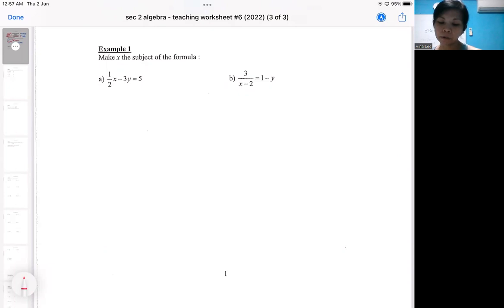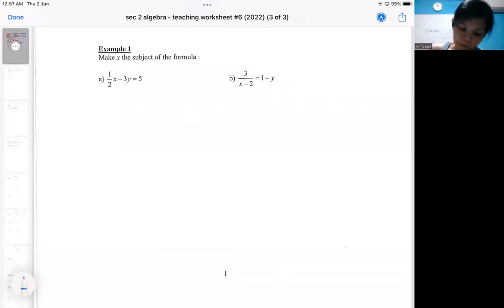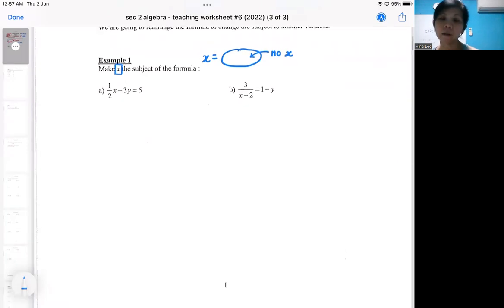So in this question, we start off with a very simple question on subject manipulation. In this case, take note of the instruction first. Make X the subject. So that means, what are you expecting your answer to look like? You expect your answer to be X equal to something, and here they shouldn't have any X. It can have any other things, but you just cannot have X.